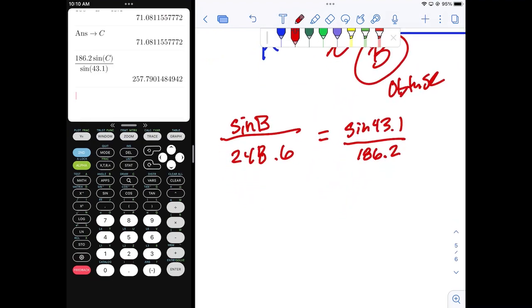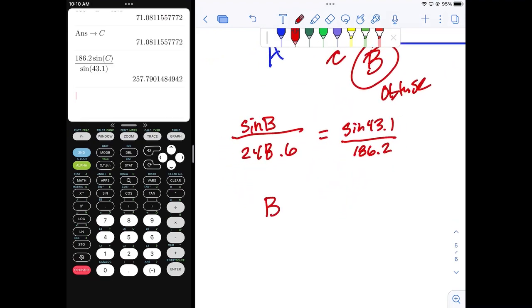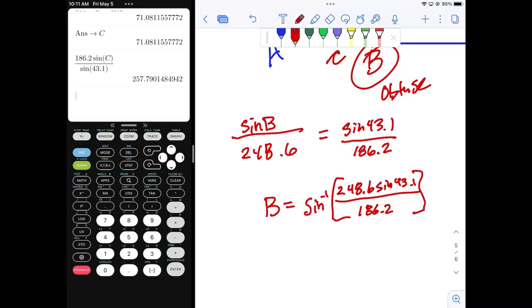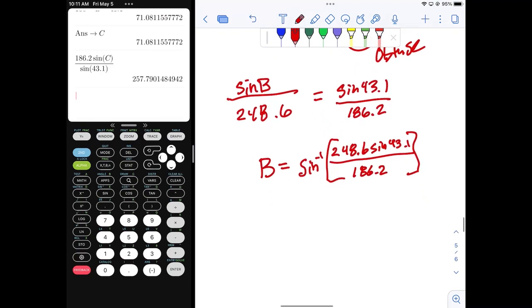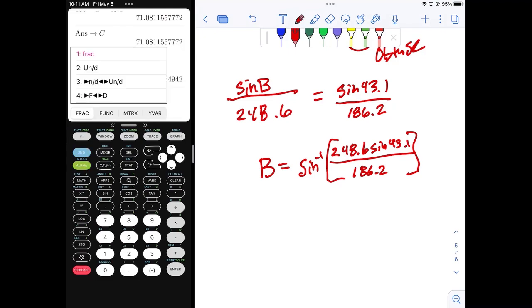Now with a little bit of practice, you can go straight to solving for B. We're going to have to multiply both sides by 248.6, so leave a little space. 248.6 times sine of 43.1 all over 186.2. And now take the inverse sine of both sides, which you could just put right in front, so it saves the line of writing. Now if we type it in, we get second sine alpha y equals 248.6 sine of 43.1. Oh, I just deleted it. I'm an idiot. Second sine alpha y equals.